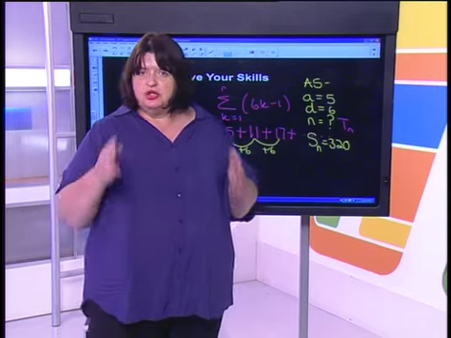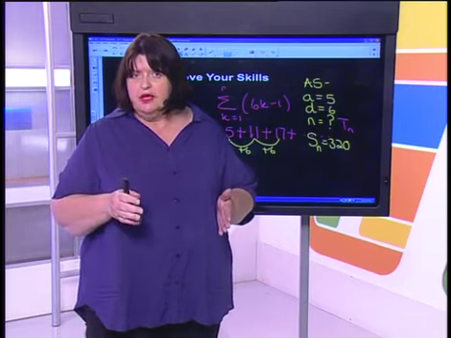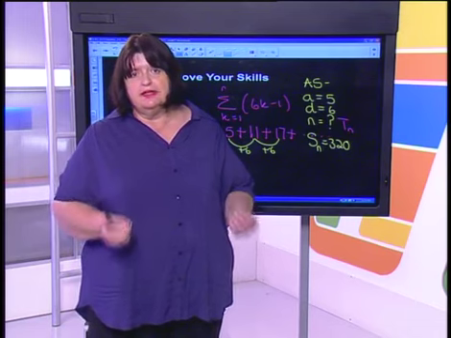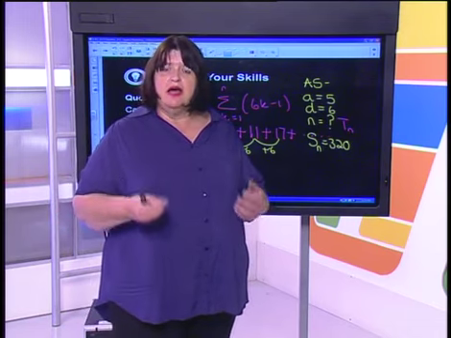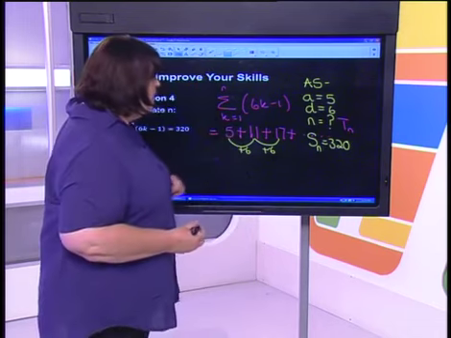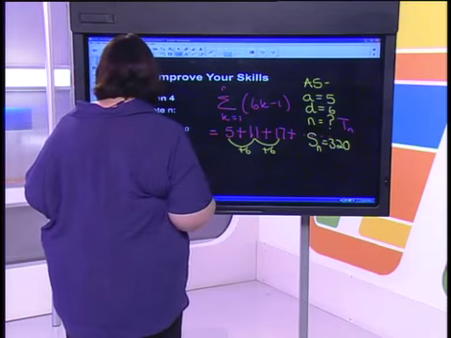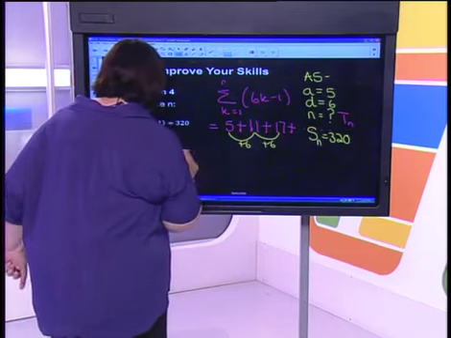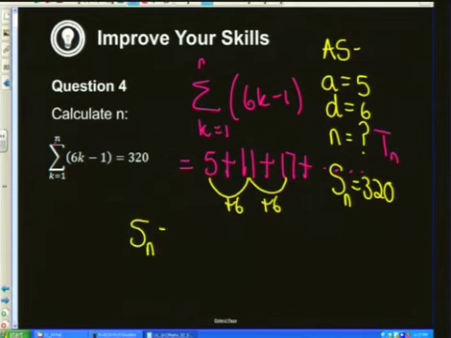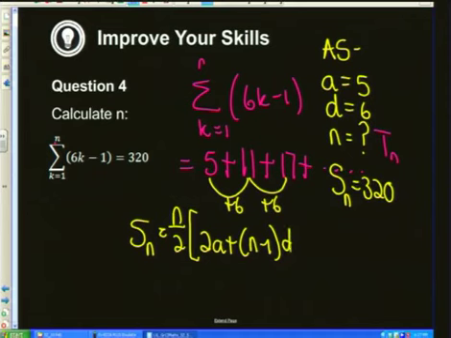Remember what I said to you, it's always a good idea to make a list of what you've got, because then when you look at your formula, you can see how many knowns you've got, how many ones you haven't got. So we can see of the 4 things in the sum formula, we've got 3 of them, which is a very good situation to be in. So Sn equals n over 2, 2a plus (n minus 1)d.